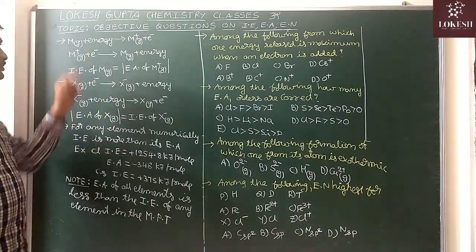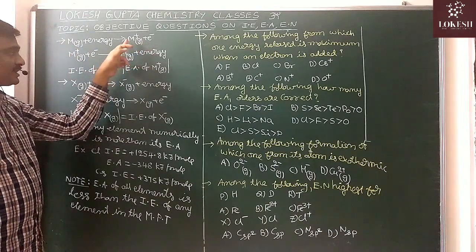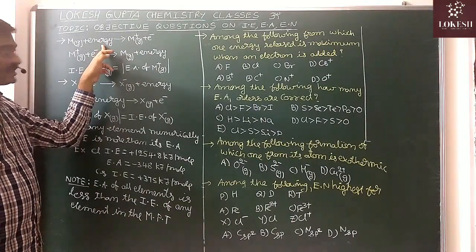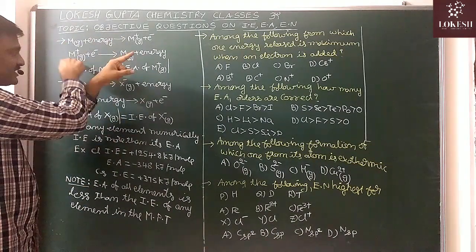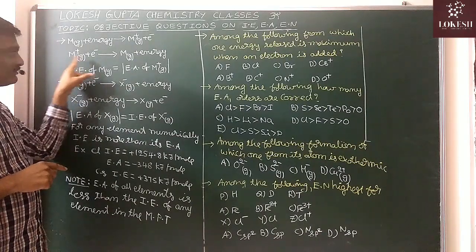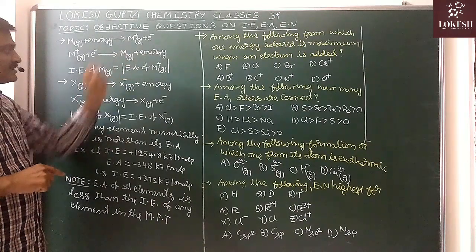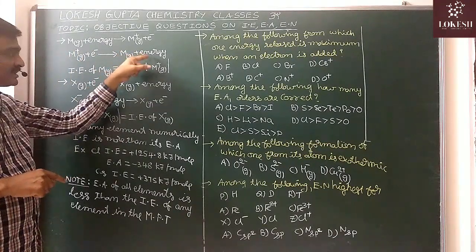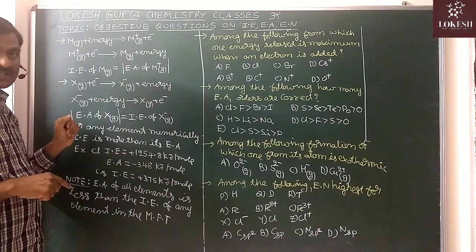See, from the gaseous atom M, to remove an electron and convert it into M plus gas, the energy required is called the ionization energy of M. Now reverse this equation. To M plus gas, when an electron is added, M gas is formed plus energy released. This released energy is the electron affinity of M plus gas.